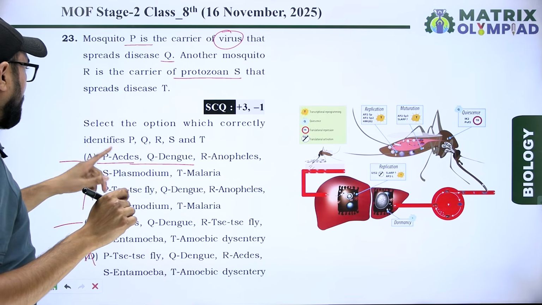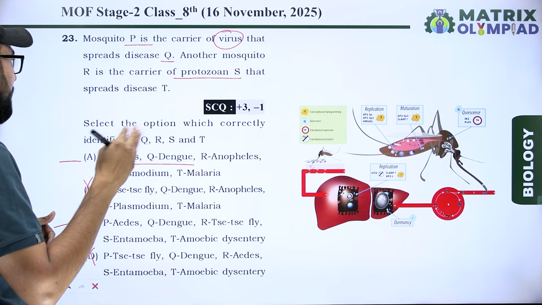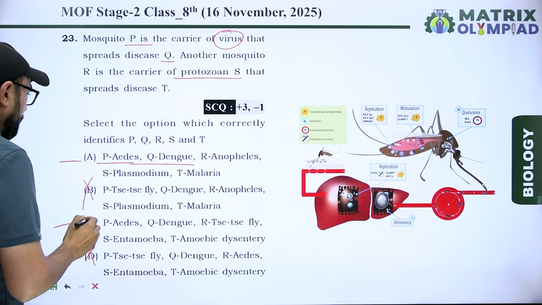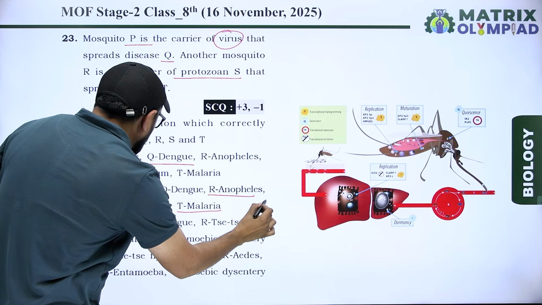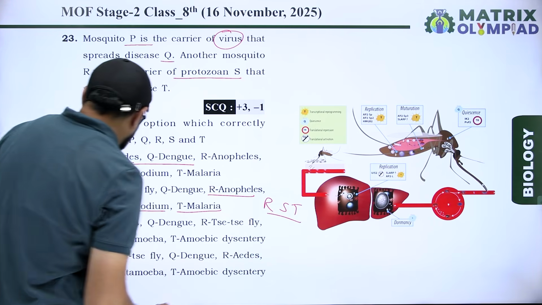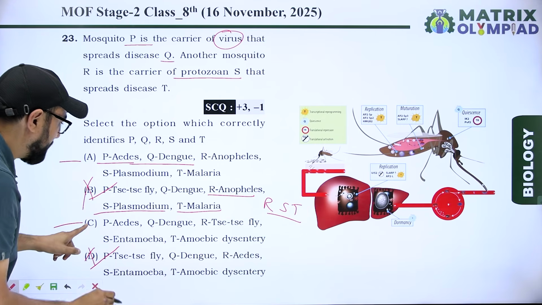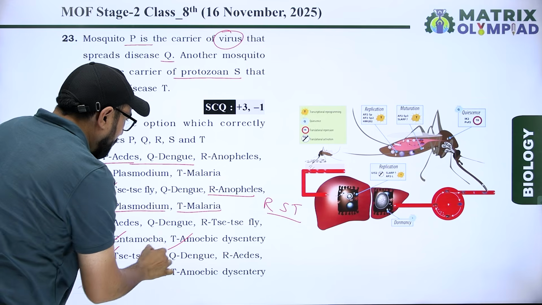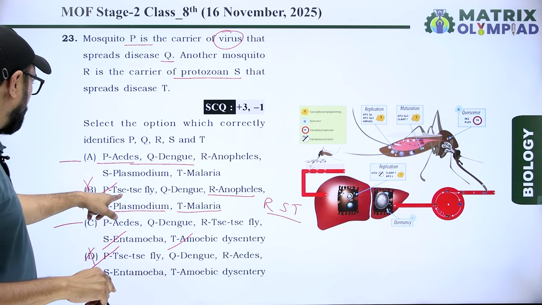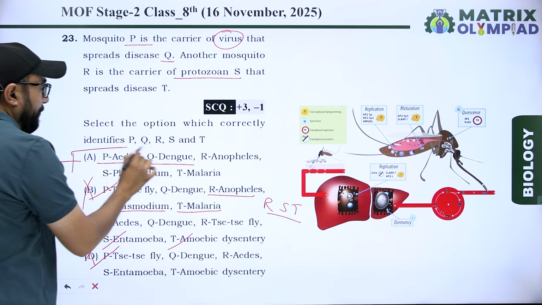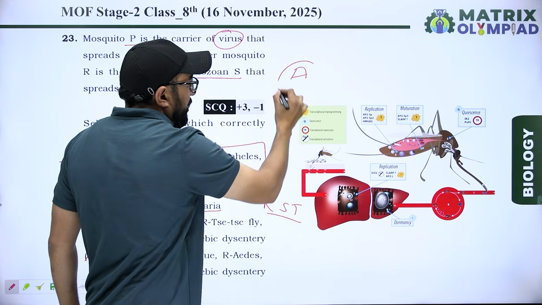R is Anopheles, protozoan and disease S and T: Plasmodium and malaria. That is right for R, S, T. But in B, P is wrong, and in D, P is wrong. In C, S is wrong, T is wrong. R, S, T are correct in A and B, but P is wrong in B. So option A is right for the 23rd question.